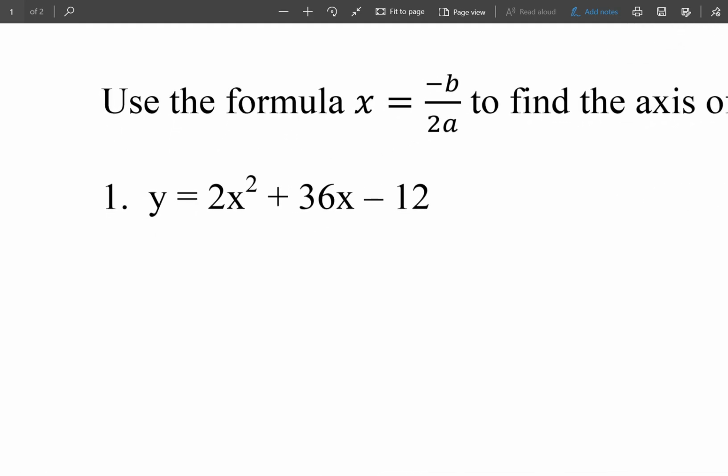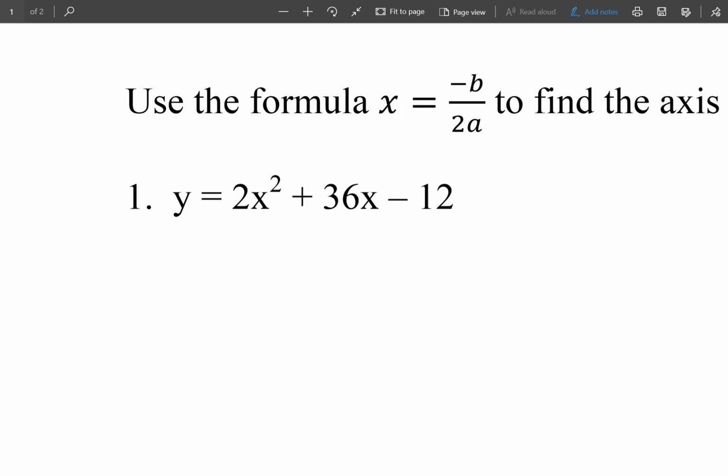Looking at problem 1. Whenever I have a quadratic function or equation in standard form, I do want to start by identifying a, b, and c. In this problem, a is 2, b is 36, and c is negative 12.